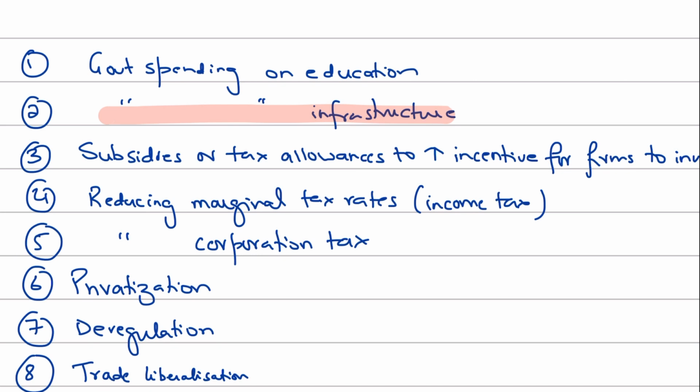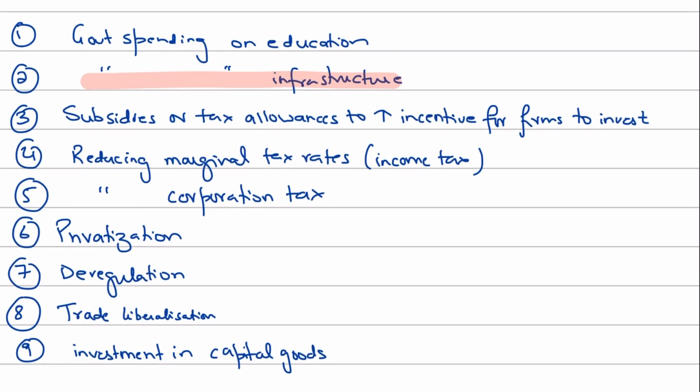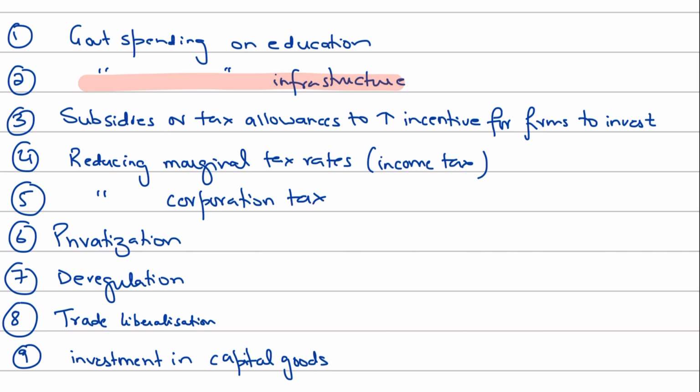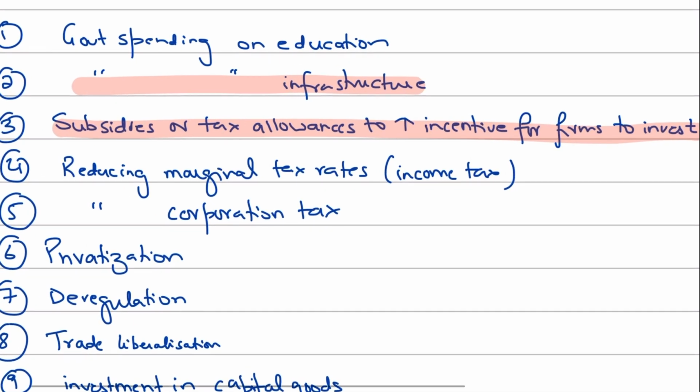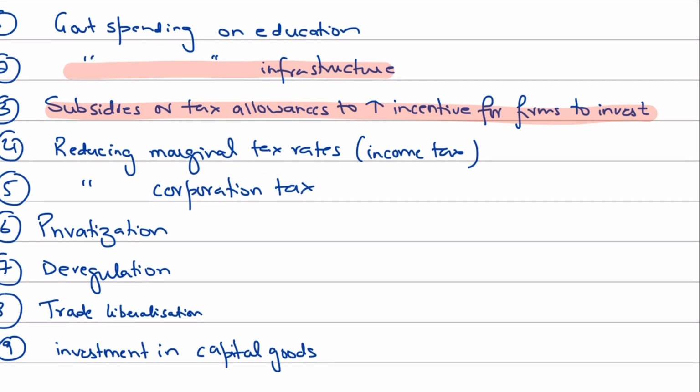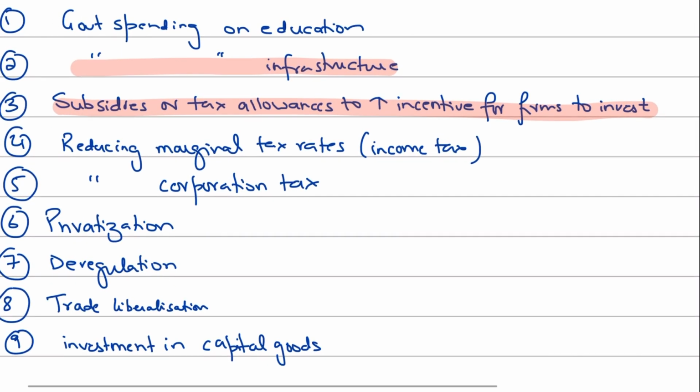Now, the third reason that you could talk about is subsidies or tax allowances to increase the incentive for firms to invest. Now, there is a big mistake students make over here. They think that subsidies and tax allowances are given to reduce the cost of production, but that is a different thing. Those are subsidies to reduce the firm's cost of production. Here we are giving them subsidies so that they could invest that money on research and development and capital goods, right? So these are two different things. Here the subsidy is for a different reason.